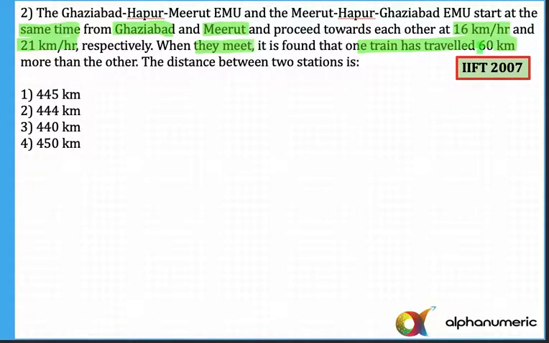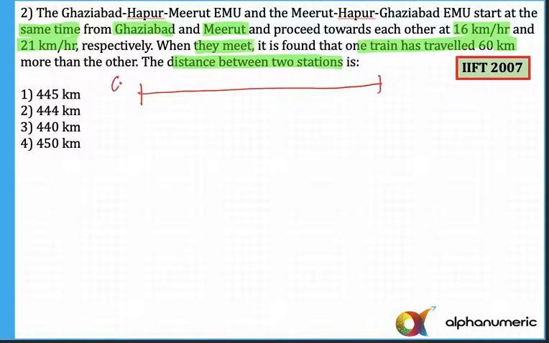So can you say that the train whose speed is higher will travel more distance? So we need to find out the distance between two stations. Same logic. I can say here, we have no idea what the distance between the two stations is.